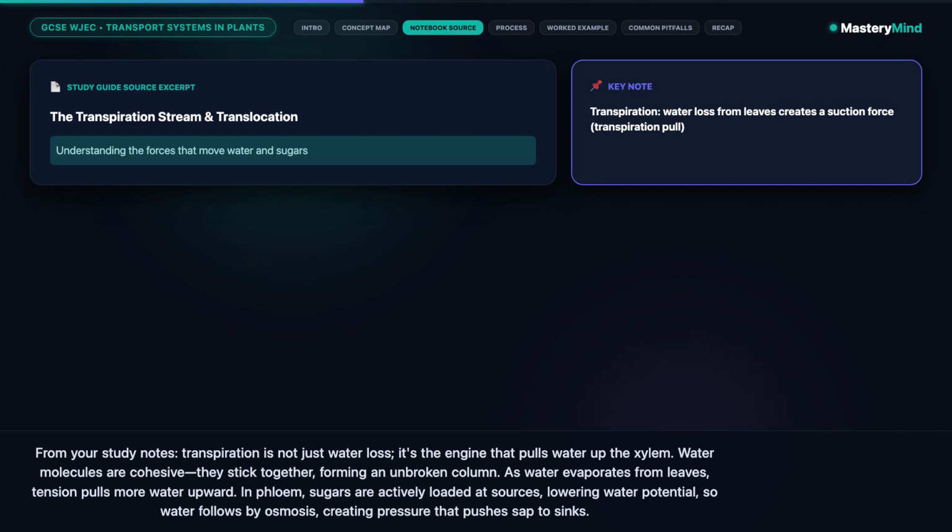In phloem, sugars are actively loaded at sources, lowering water potential, so water follows by osmosis, creating pressure that pushes sap to sinks. Let's trace a water molecule.